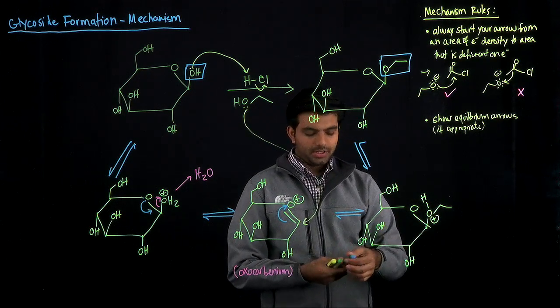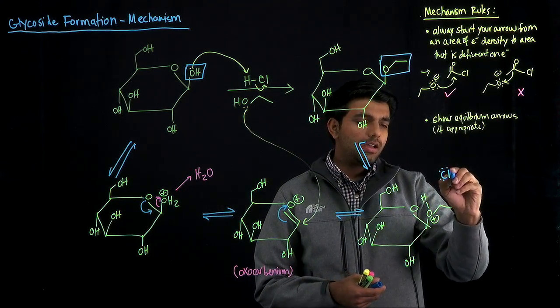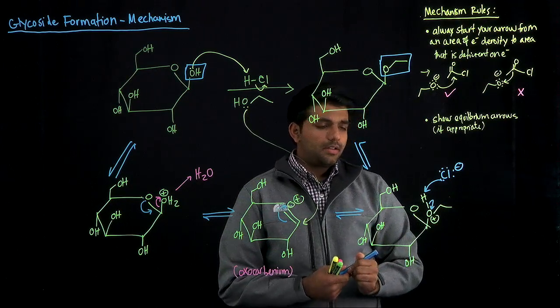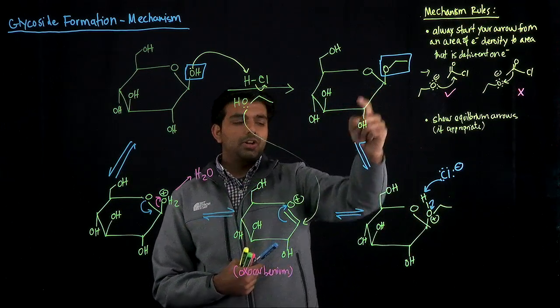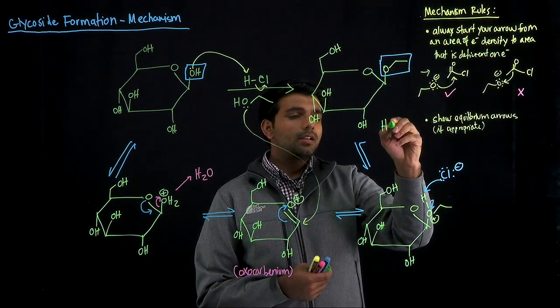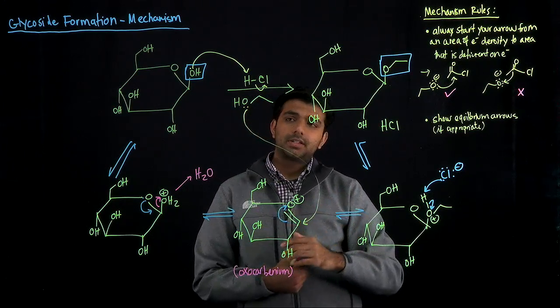The base we will be using could be Cl-, so I'll draw that in. And this comes from the acid, initially from HCl. And so oxygen gets its neutral charge back. We reform our HCl, hence why we only need a catalytic amount, and we're left with our product.